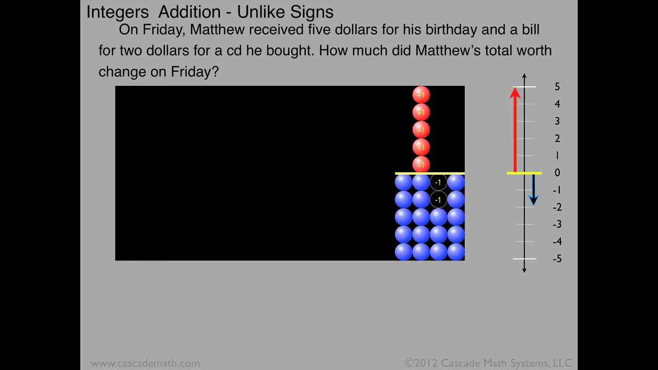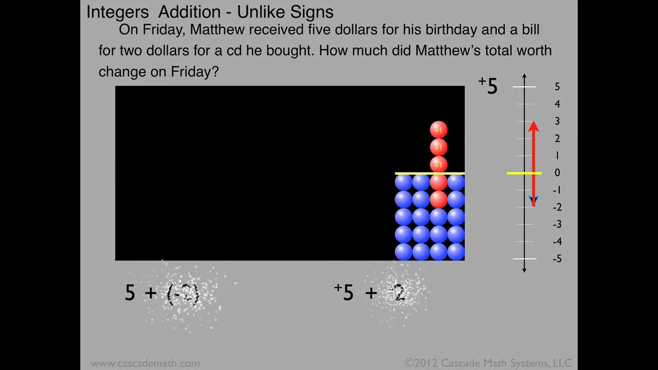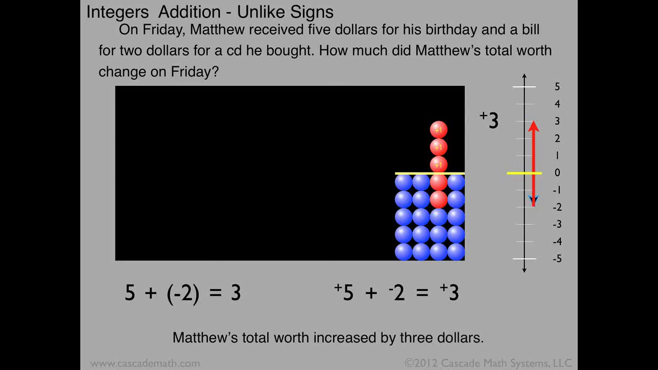To see how much his total worth changed, I added the 2 numbers together. Positive 5 plus negative 2 equals positive 3. Matthew's total worth increased by $3.